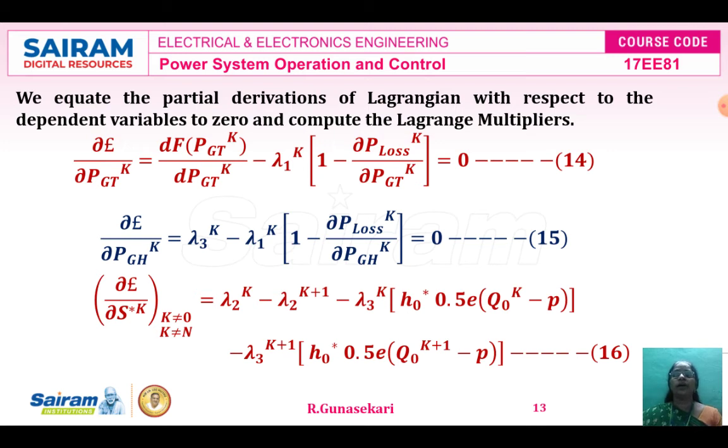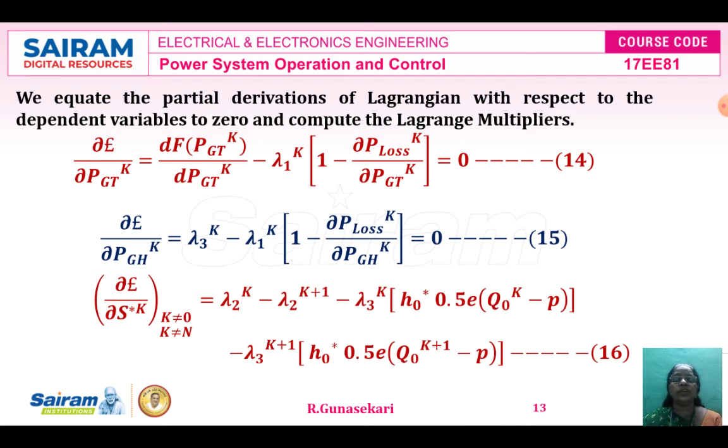So, we equate the partial derivatives of the Lagrangian with respect to the dependent variables to 0 and compute the Lagrange multiplier. That is, ∂L/∂PGTk equals the differentiation of PGTk divided by the differentiation of PGTk, because we set the Lagrange equation with respect to the dependent variable to 0 and compute the Lagrange multiplier. So, minus lambda 1k into (1 minus ∂P_loss/∂PGTk) equals 0. This is equation number 14.